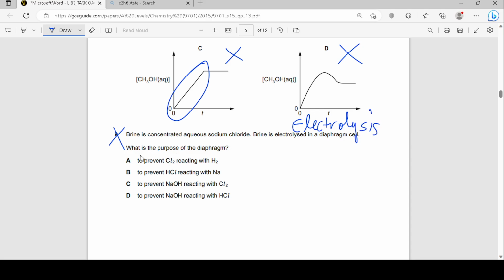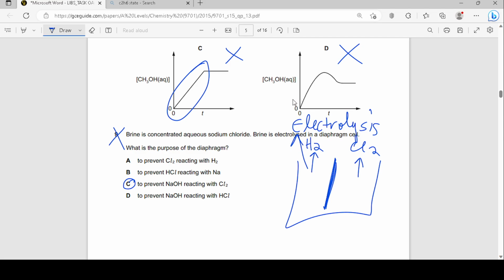But anyways, the correct answer is C, according to the mark scheme. I would think it could perhaps also be A, but then I checked the examiner's report. If you think about it, you have a diaphragm, so H2 is produced and CO2 is produced. They might come into contact, yes, but according to the examiner's report, H2 just bubbles out as soon as it's formed. So it's not a probable reaction, basically.